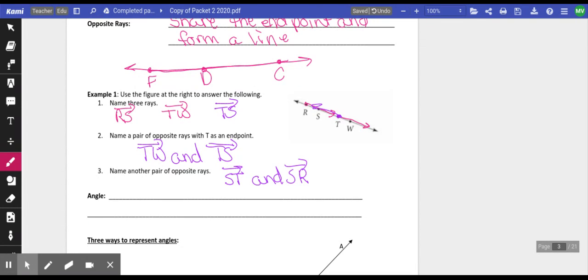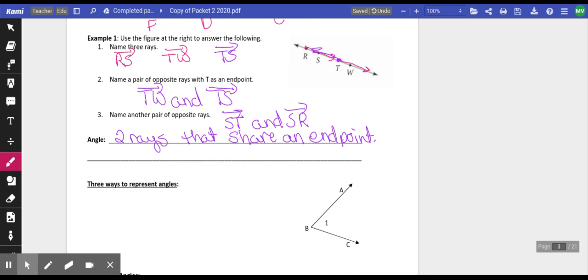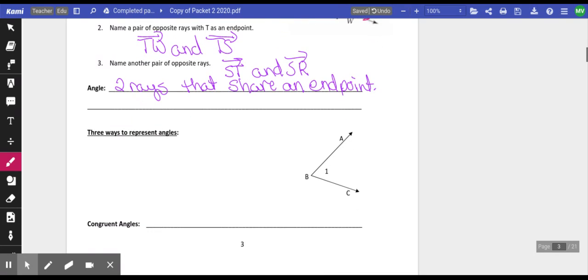An angle is 2 rays that share an endpoint. So our opposite rays are a special type of angle. They form a straight angle. Any 2 rays form an angle. So this angle right here is formed by ray BC and ray BA.